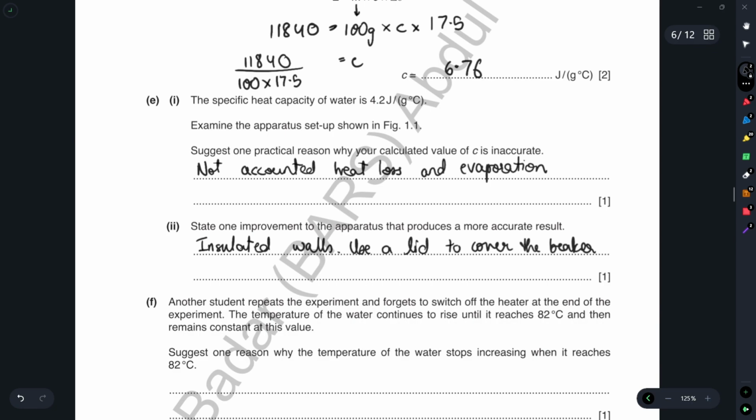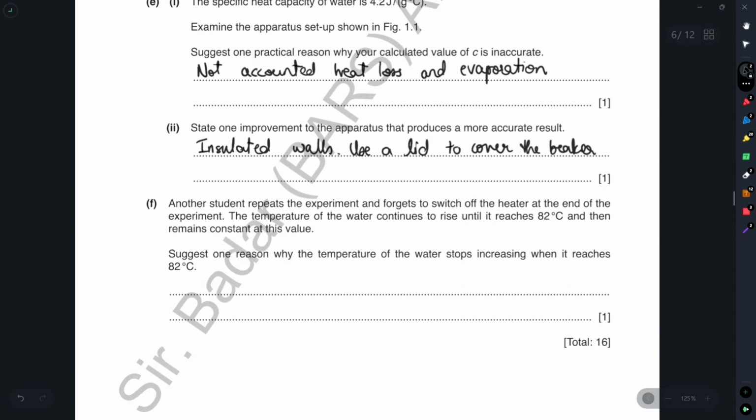So in this way you can come up with a lot of different sensible answers. Suggest one reason why the temperature of the water stops increasing when it reaches 82. So you are heating, but the temperature is not increasing. Another student repeats the experiment and forgets to switch off the heater at the end of the experiment.